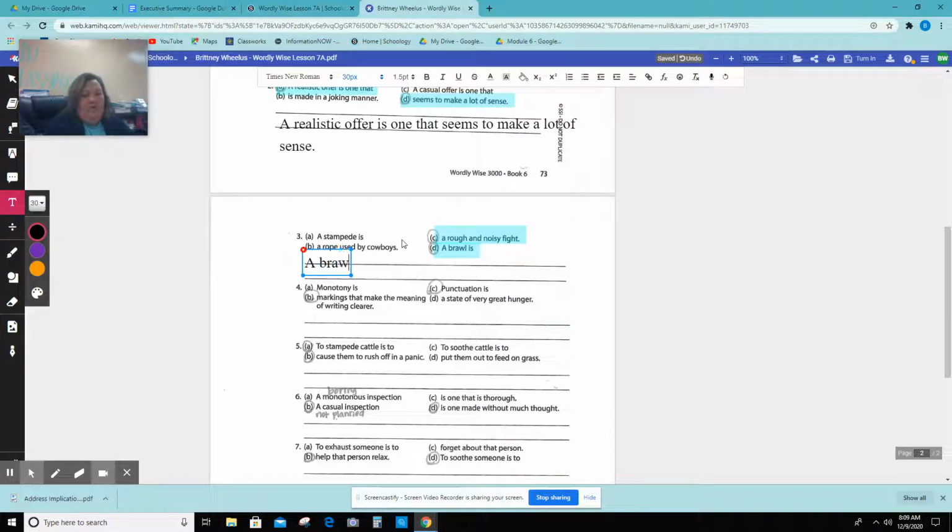A brawl is a rough and noisy fight. Sometimes if you have siblings, you might have a brawl. I know of two that had one yesterday.